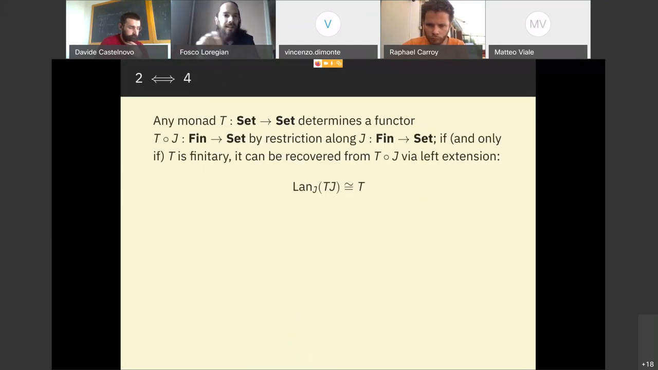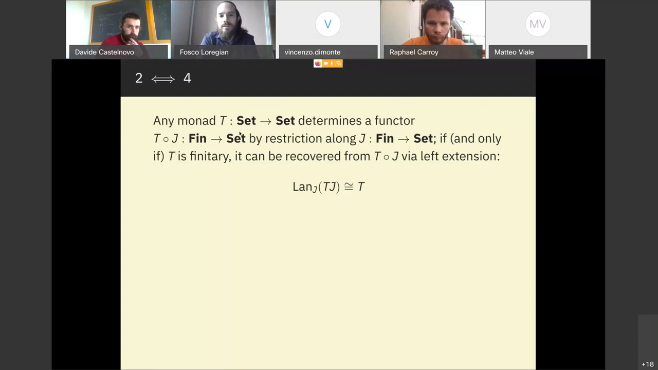Now for our slightly more difficult implication, every monad on the category of sets. I want to prove, you see on the head of the slide, that 2 is equal to 4. If you don't remember the list, 2 is finitary monads over the category of sets, and 4 is that mysterious category of Cartesian operads.